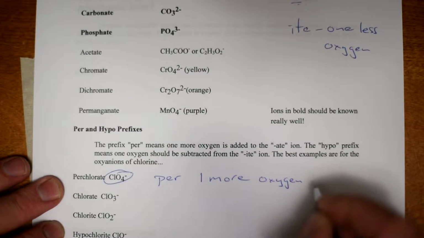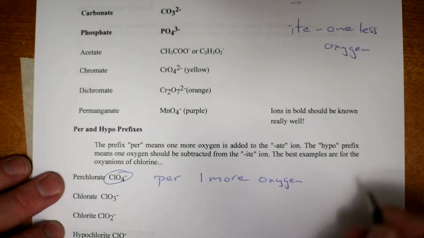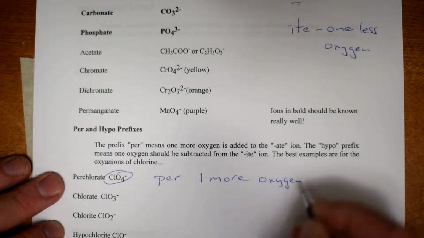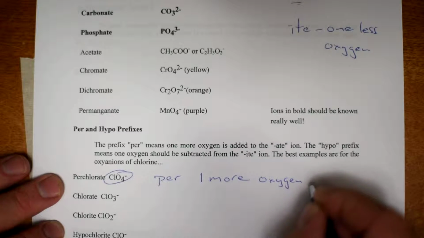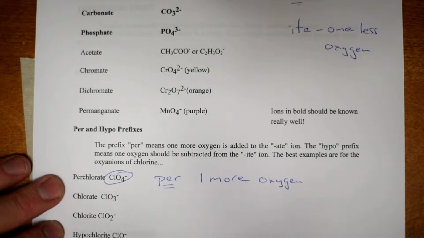Okay, you can take that one to the bank. So you've heard of hydrogen peroxide. It's H2O2 instead of H2O, so one more oxygen is the per prefix.